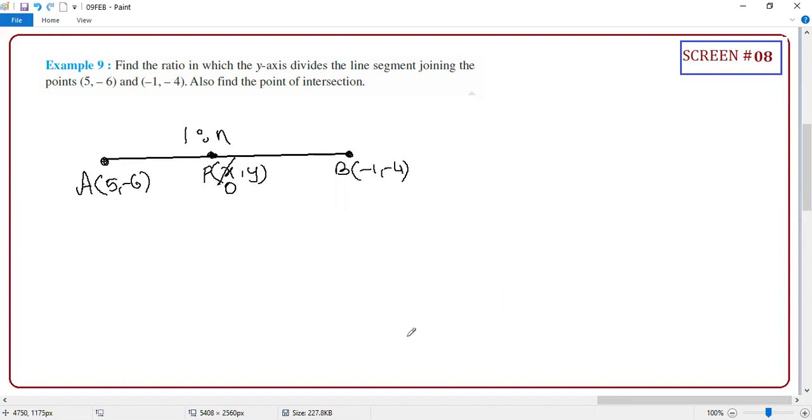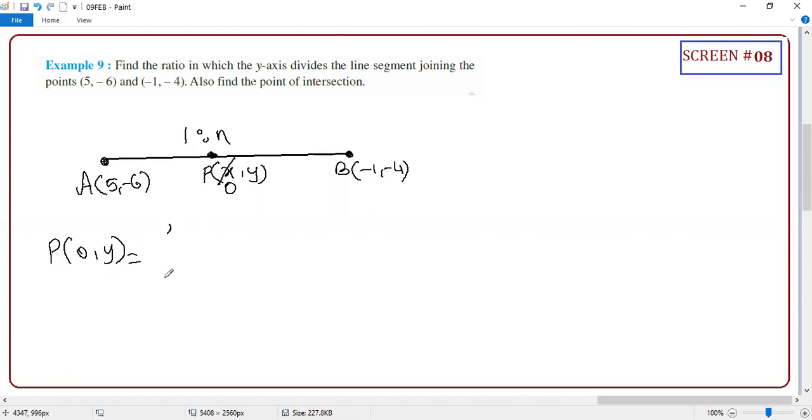This is the idea, student. The general method is going to be the same everywhere, but when you see the problem it looks different because of this initial point. The moment you know that on the y-axis x equals 0, this problem can proceed without any doubt. So the point P is (0, y).